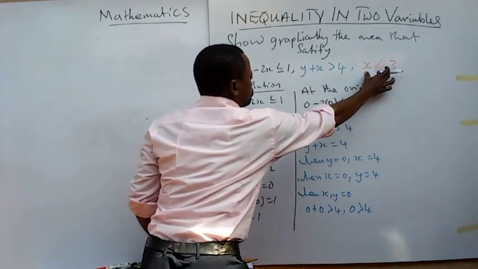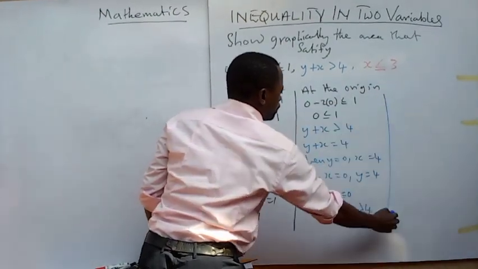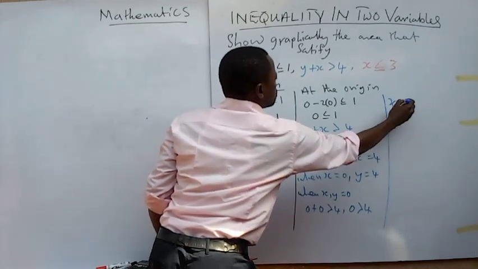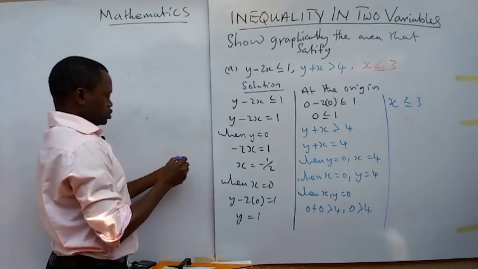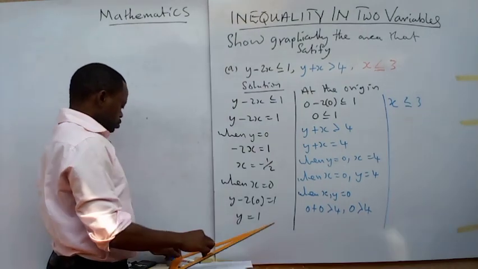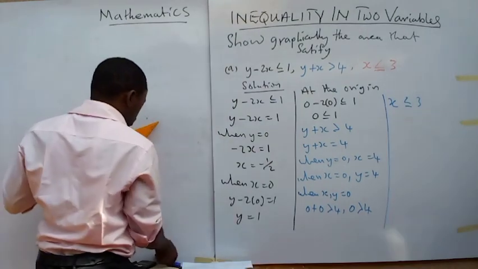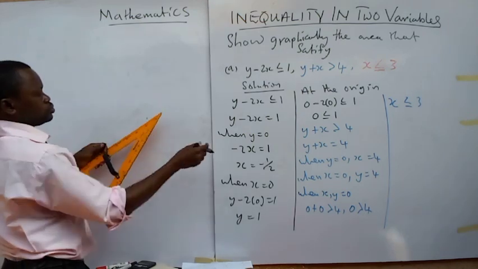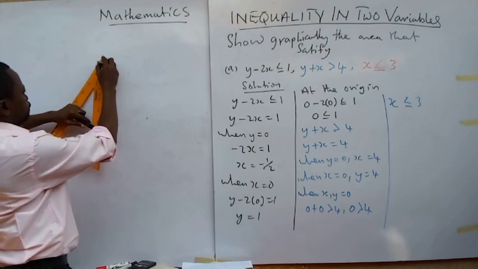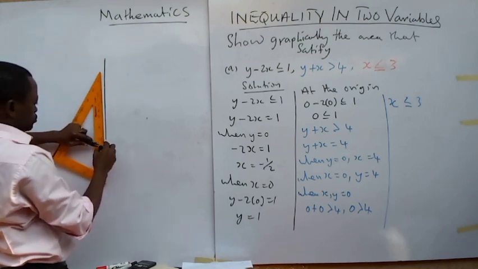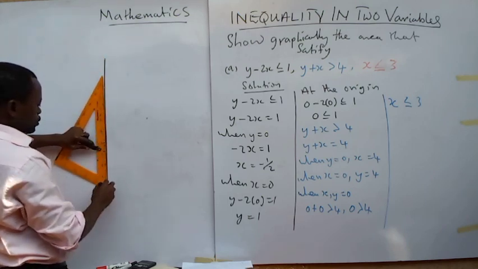This third one doesn't need anything. We have x less than or equal to 3. We don't need to solve anything there. We'll just go there and show it. So let's put up the graph and see how we are going to show these 3 things on the Cartesian plane.